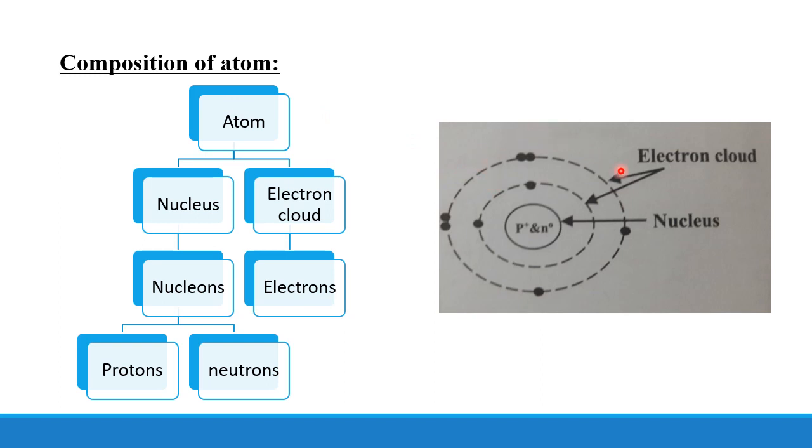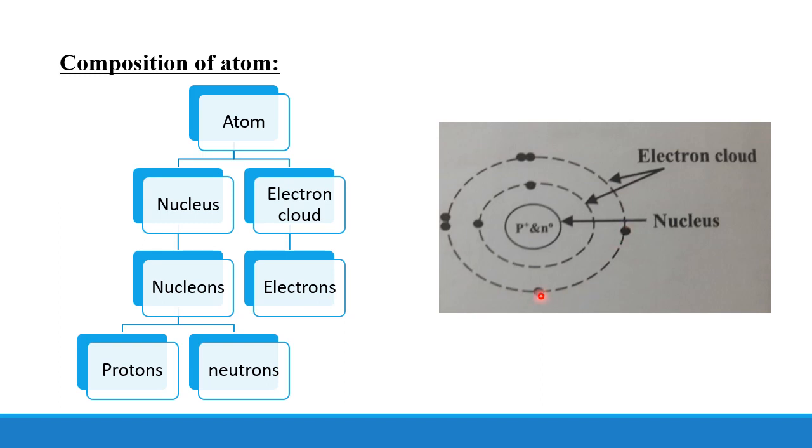This figure shows the structure of the atom. Atom is composed of two parts, the nucleus and the electron cloud. The electron cloud is composed of shells or levels. These shells or levels contain electrons. Electrons are the negatively charged particles.